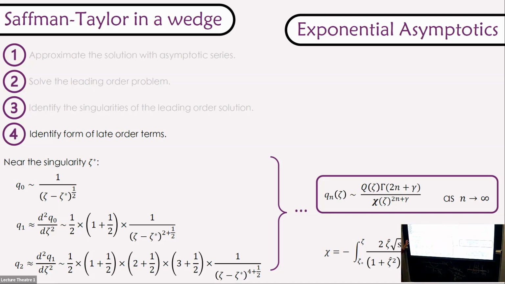But the leading order solution, one of the singularities lies at zeta star. This is a square root singularity. So when we get close to that singularity in the complex plane, the leading order solution has this sort of behavior.